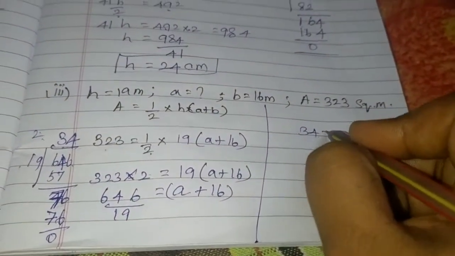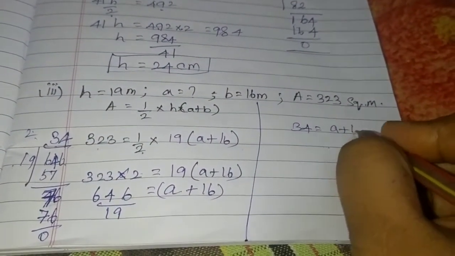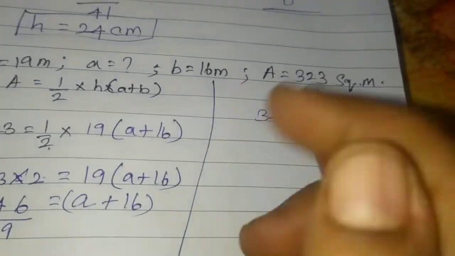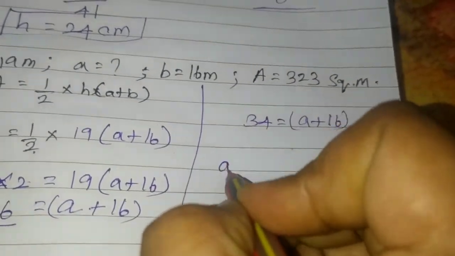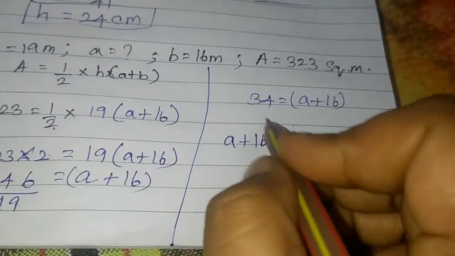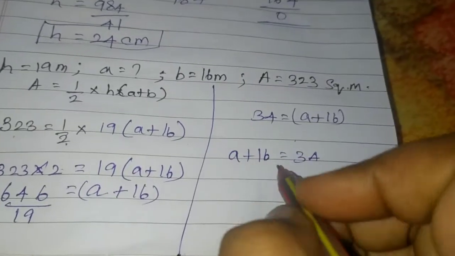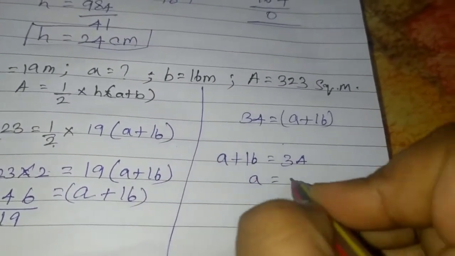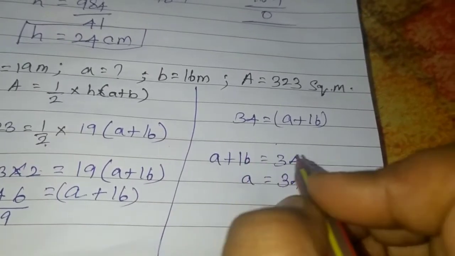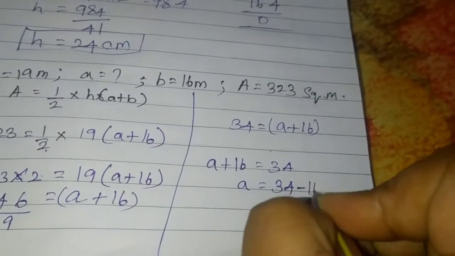Okay children, equal to a plus 16. So as I said before children, whatever we are finding, that should be on the left side. So a plus 16 equal to 34. Just change and write. So a equal to 34, as usual you write 16. This plus 16, this side come means minus 16.